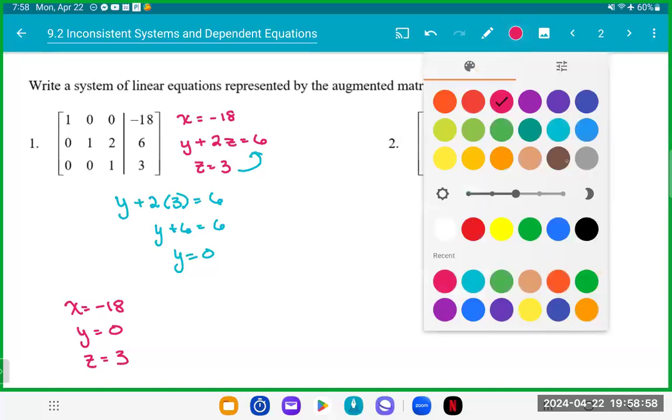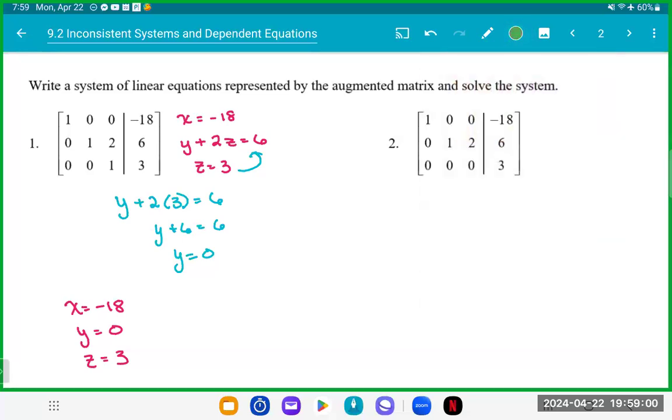Now let's look over here at this other example. Let's say that instead of being z equals 3, we had this 0 here, right? So we still have x equals -18, y plus 2z equals 6. But now we end up with this thing that says 0 equals 3. Well, this right here is a contradiction, right?